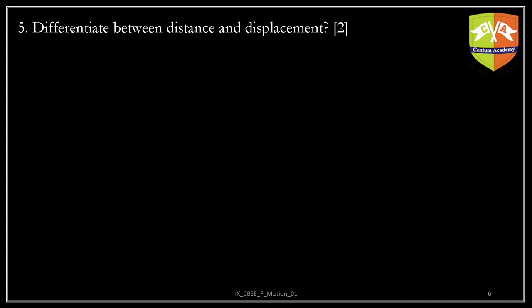So here is the fifth question. It says differentiate between distance and displacement. This is the most typical question in motion, especially in grade 9, and you know already. So the best way to answer this question, you all know, is to create a table and then differentiate. So let's say in your notebook, you can create a table like this.